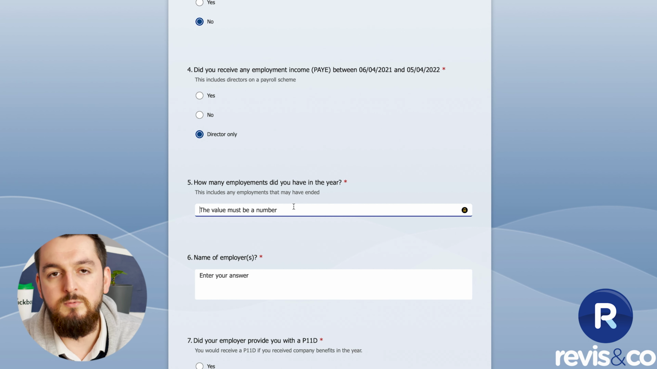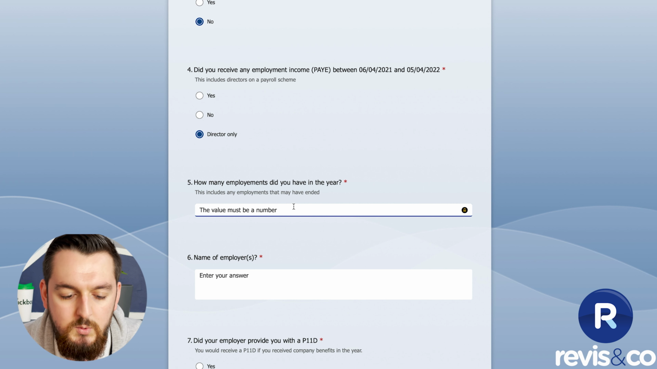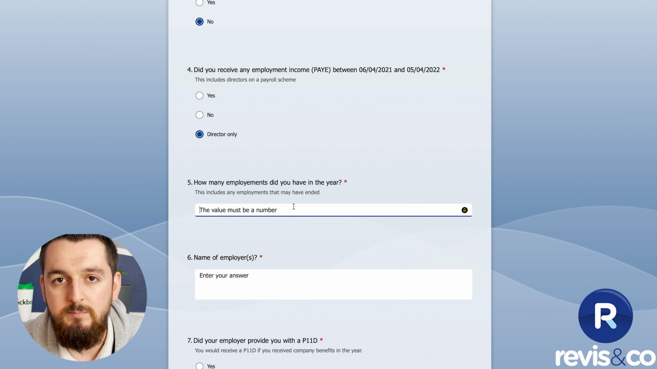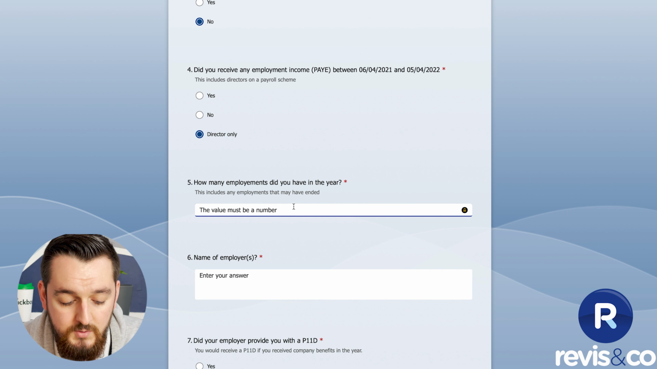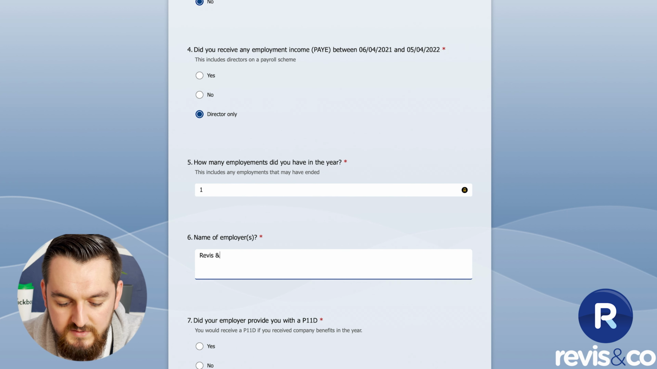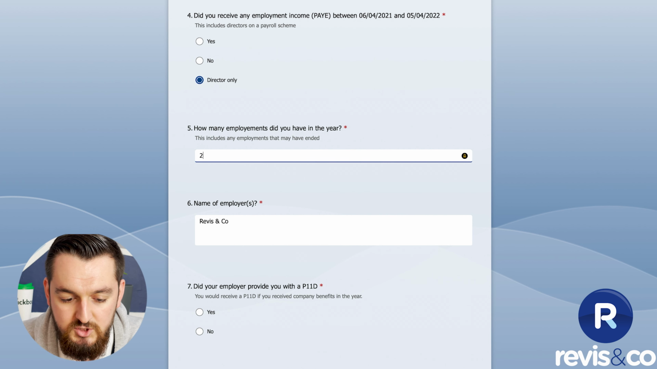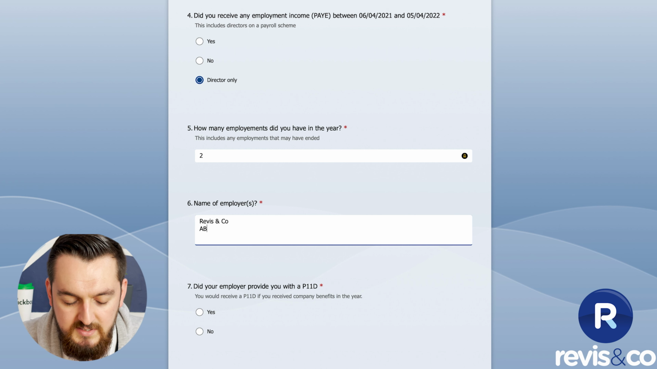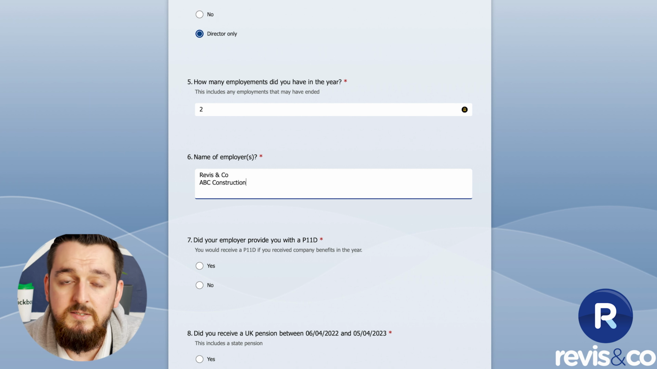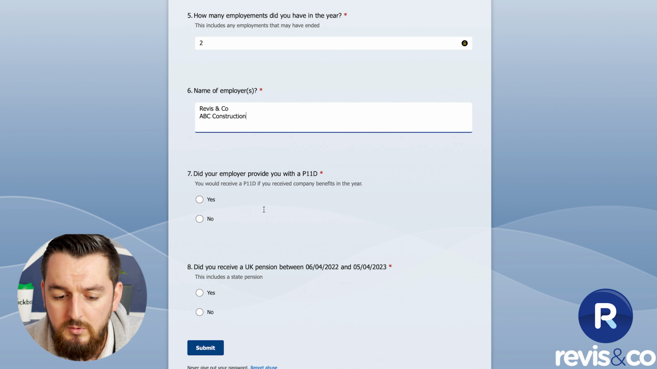Here we go. How many employments did you have in a year? So a lot of people nowadays have a lot more than just one employment. So in here, we just want you to put how many employments you did have in the year. So I only had one, so I'm going to put that there. And then in this next box, I'm going to name them, and that was Reeves & Co. So if you've got more than one, say two, then also just go down and put the next one on. It's going to be ABC Construction. And then basically what we'll then need you to do is give us your P60 or P45 for those employers there, okay?